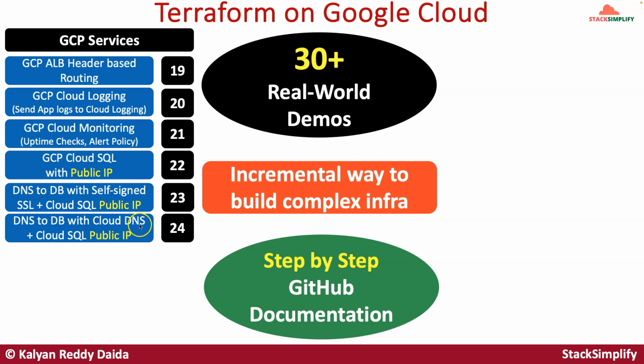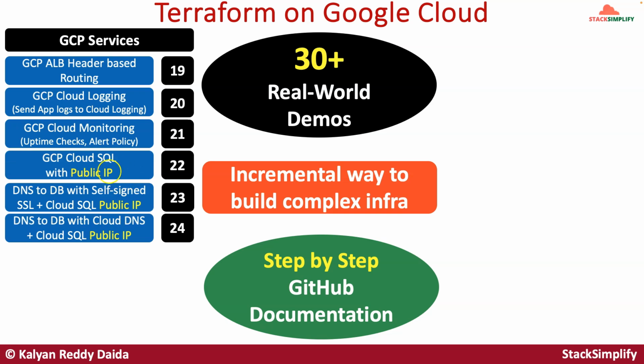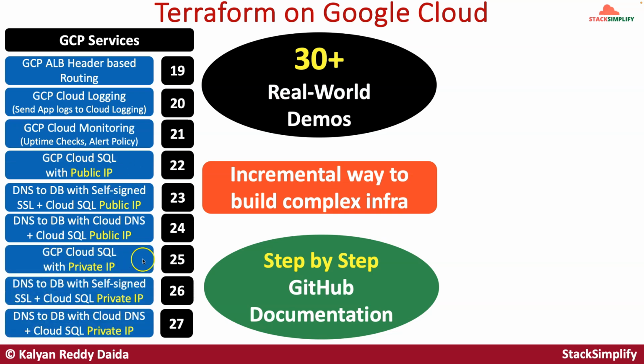So for students who have the registered domains, right, in cloud domains or any other external domain registrars, they can directly implement demo 24. And for students who don't have the registered domains available, they can use the demo 23 and then test the DNS to DB use case. So once that is done, we will go to the next level here, which is Cloud SQL with private IP.